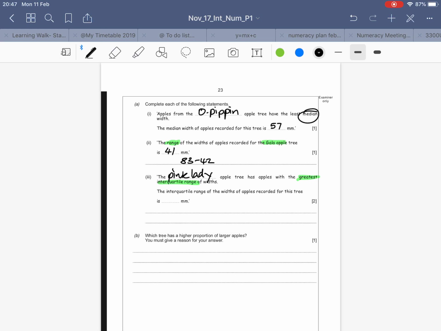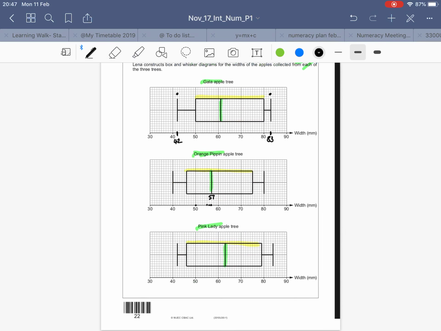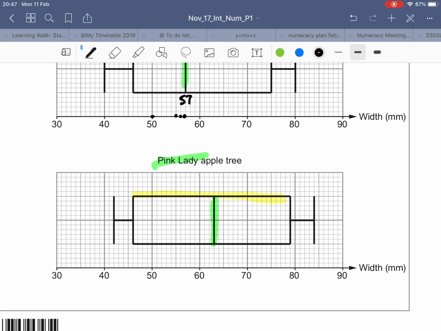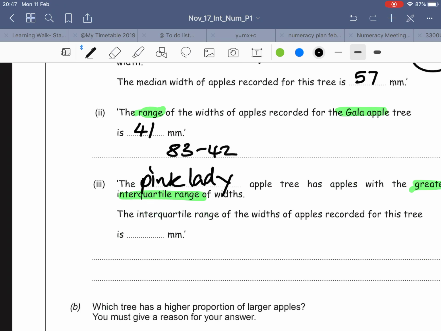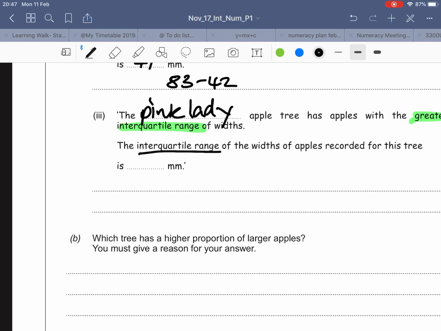The interquartile range of the widths of apples recorded for this tree is, so if I look at the top of the box, 79, the bottom of the box, 46. To work out the interquartile range, 79, take away 46. And that's going to give me 33.